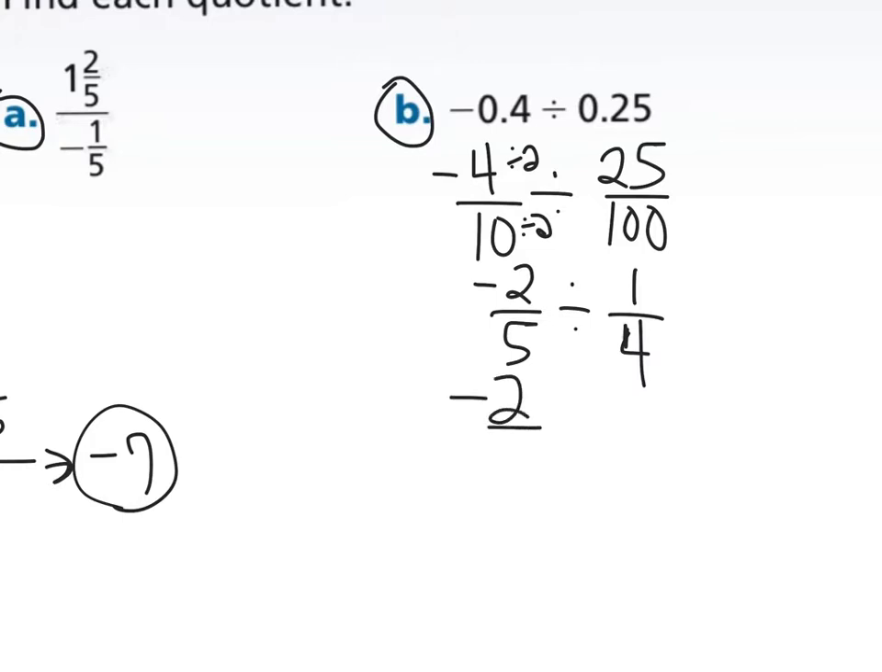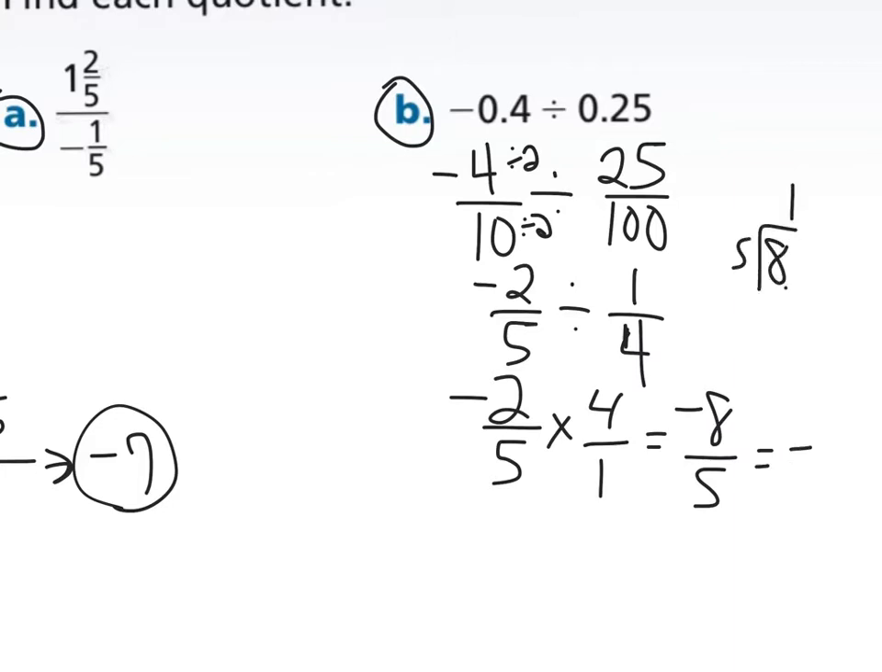Okay, now we're in a pretty good spot. Keep change reciprocal. And we'll get negative 8/5. And if you change that over to a mixed number, it would be negative 1 3/5. So negative 1 3/5 would be our answer there.